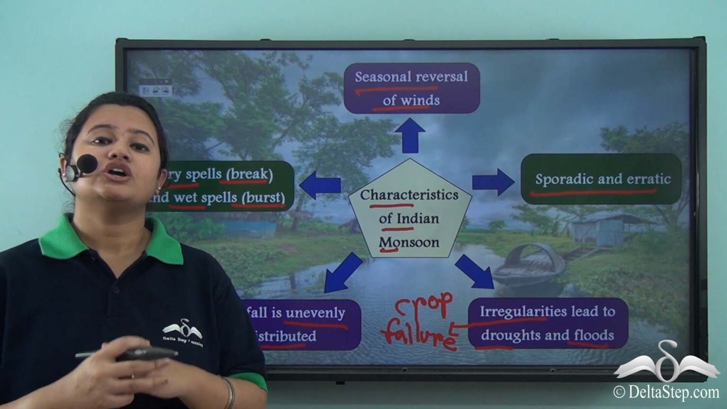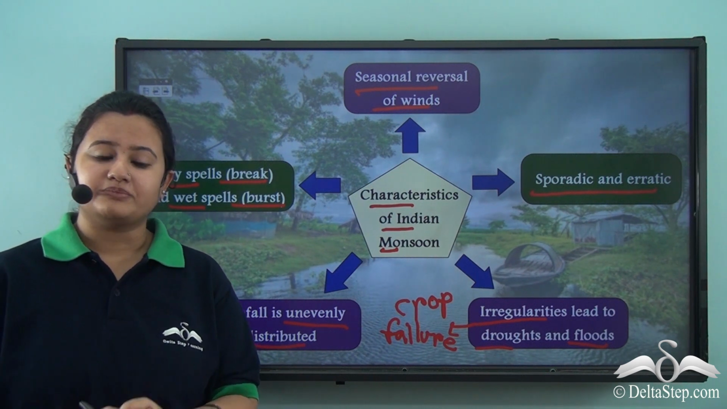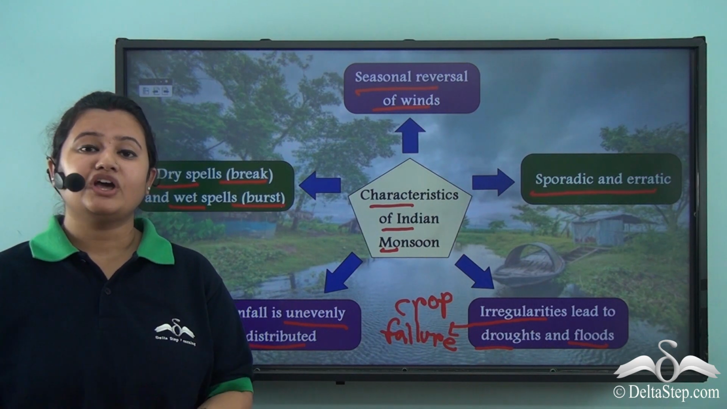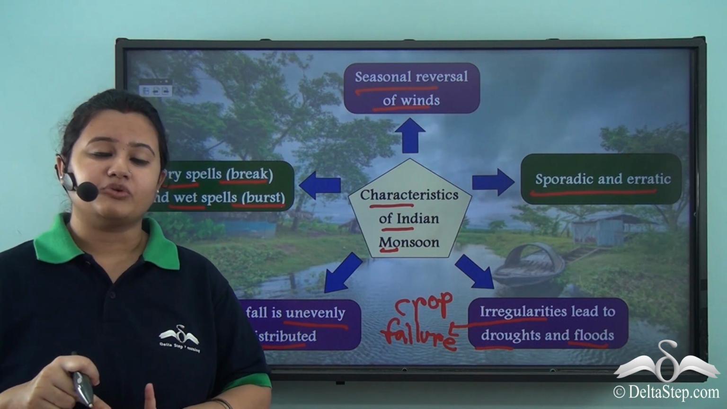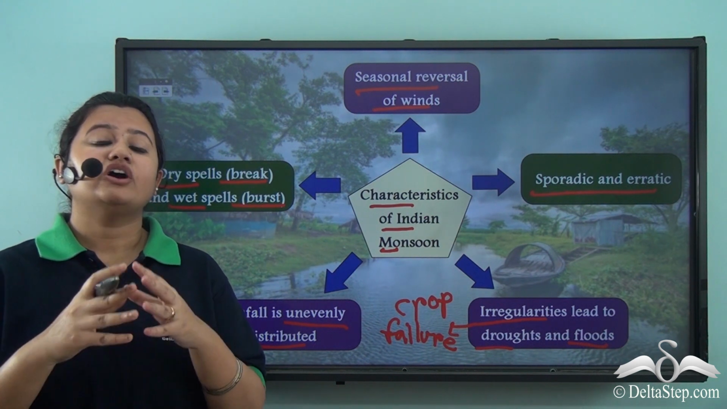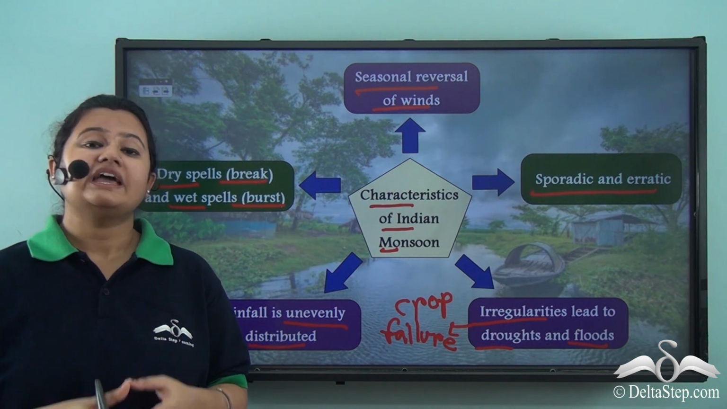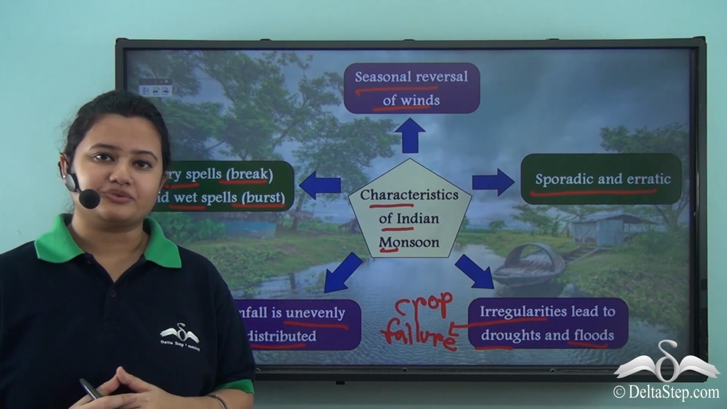So this brings us to the end of the chapter on climate of India. In this chapter, we learned that India enjoys tropical monsoon climate with 4 distinct seasons: summer, advancing monsoon, retreating monsoon and winter. And we have discussed in detail about each of these seasons. And finally, in this lesson, we discussed the characteristics of Indian monsoon.